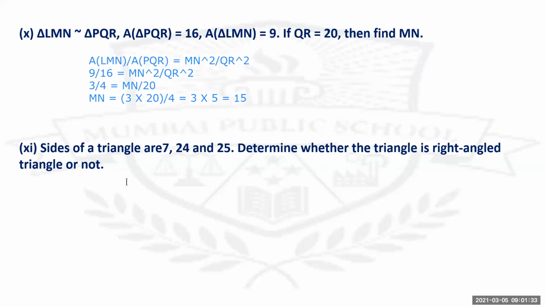Now see, the sides of a triangle are 7, 24 and 25. Determine whether the triangle is a right angle triangle or not. So what you're going to do is check whether the given sides follow the Pythagoras theorem. Is this clear to all the students?